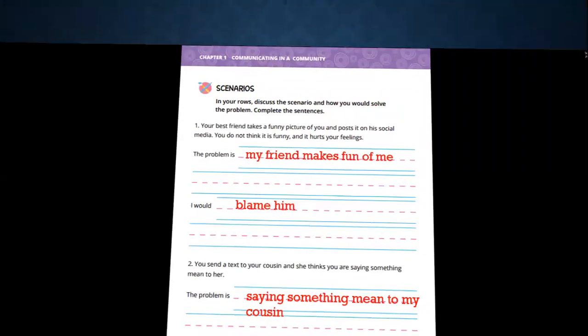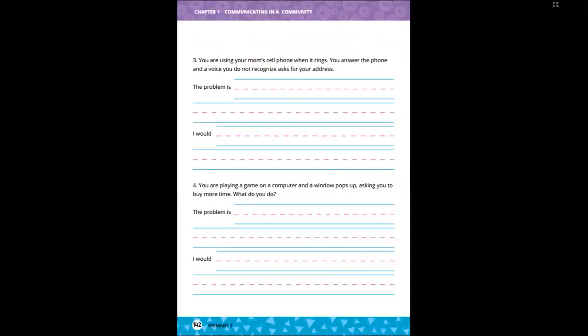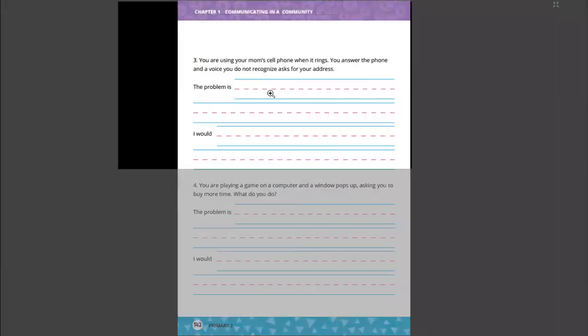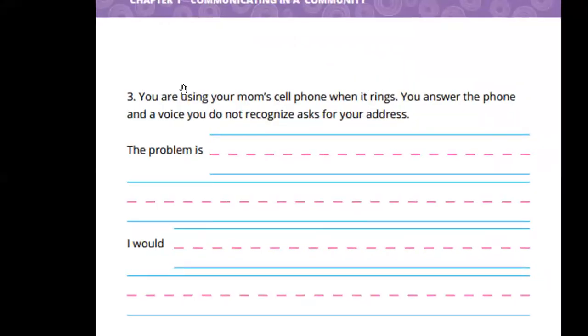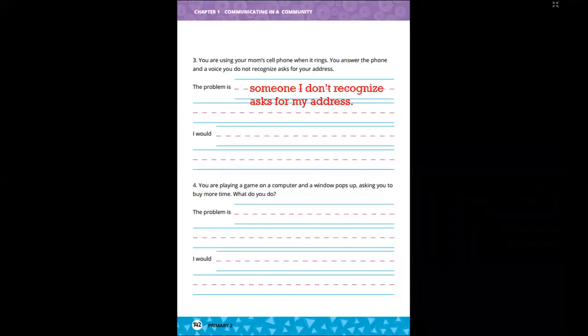Okay, let's do the same in the next page. Let's read together the third scenario. You are using your mom's cell phone when it rings. You answer the phone and a voice you don't recognize asks for your address. What is the problem here and how could you solve it? The problem here is someone I don't recognize asks for my address. So I would give the cell phone to mom.